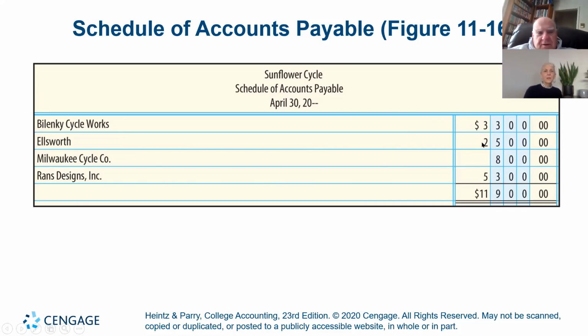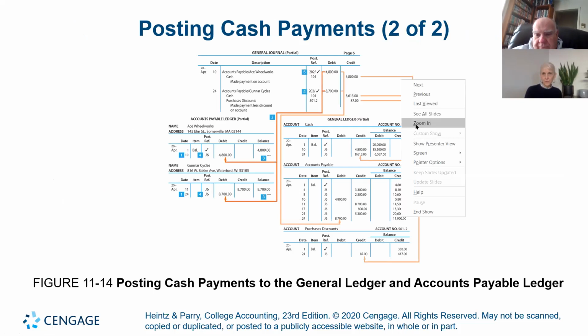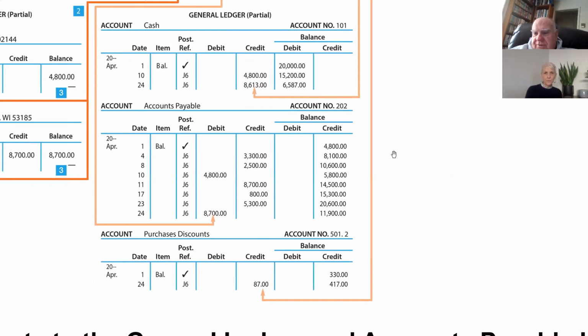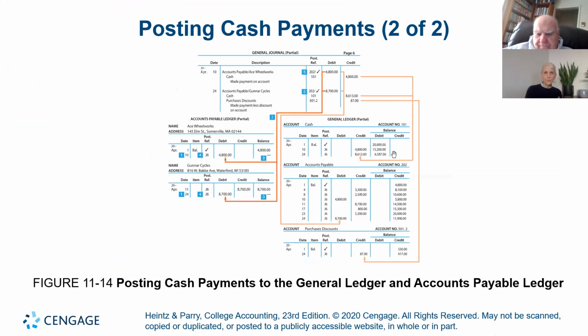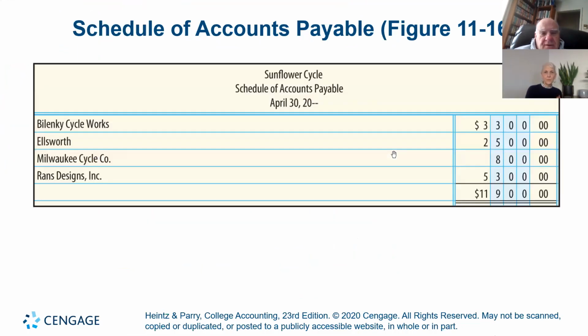3,300 is the balance on this guy, Ellsworth, Milwaukee Cycle, Rands. So at the end of the month, we owe $11,900. And here is that balance here. 11,900. Everything's in order, huh? Schedule of accounts payable.